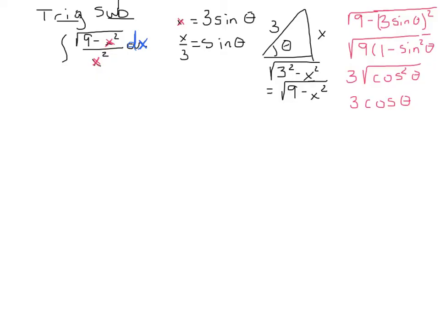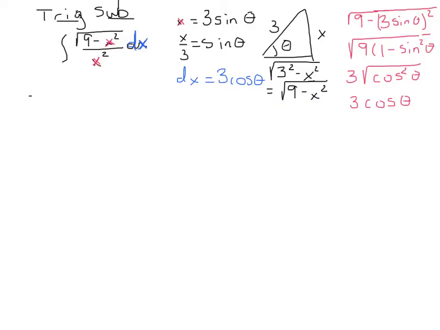Well, we need a dx. We don't have that written down here anywhere, so let's find it. Dx is going to be the derivative of what I chose for x, which would be 3 times cosine of theta. All right, so now for some substitutions.